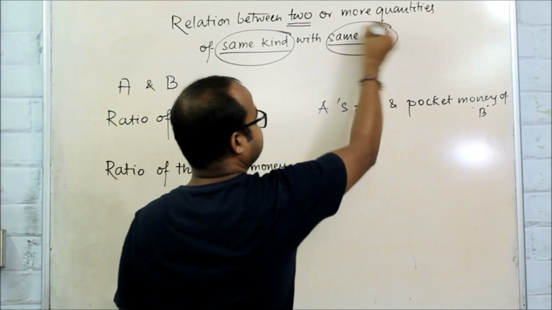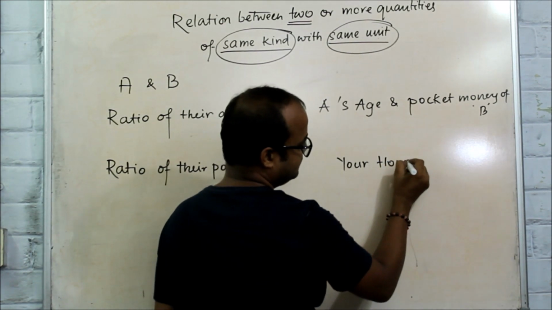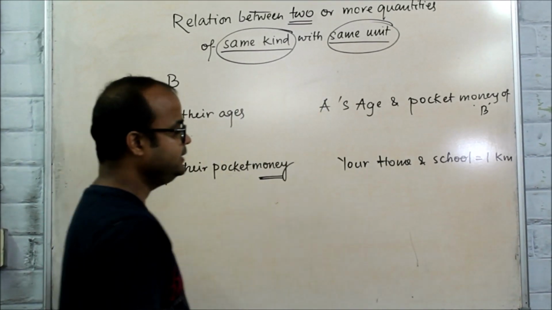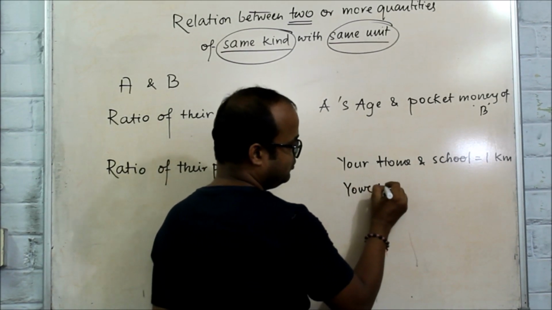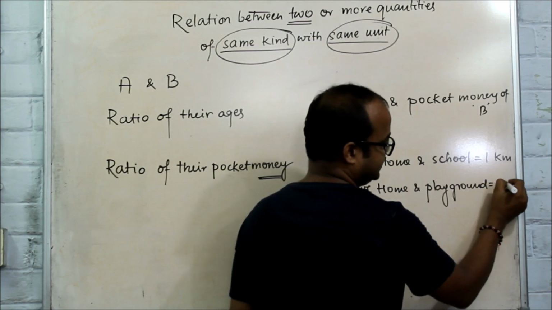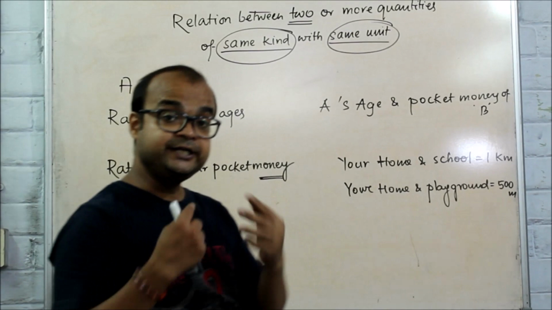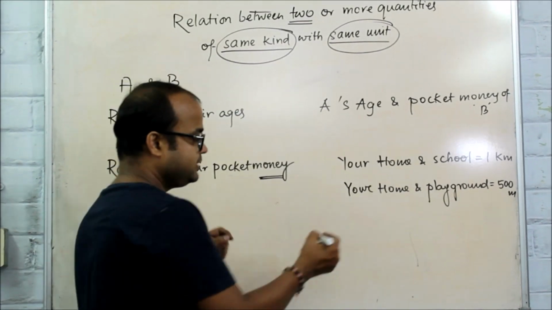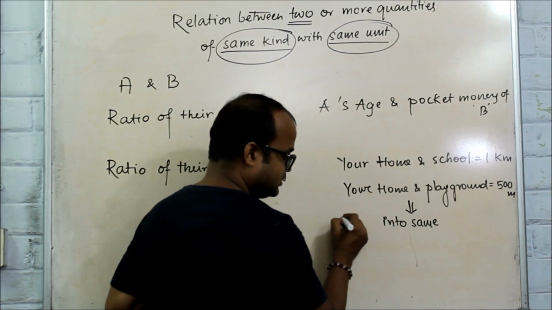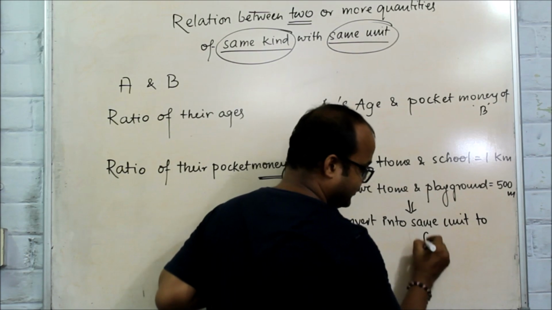Now of the same unit, suppose distance between your home and school is 1 kilometer and distance of your home and playground is 500 meters. Now see, they are not the same unit. One is kilometer and another is meter. So you need to convert it into the same unit to find the ratio.